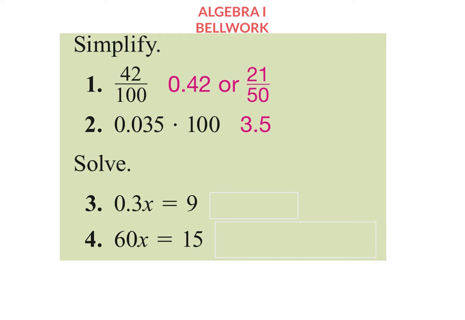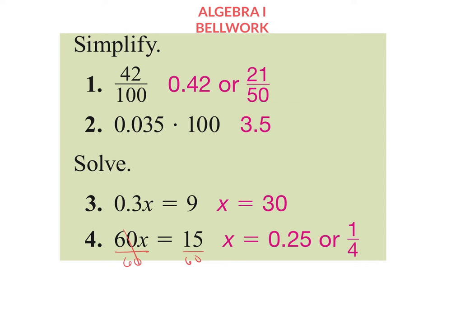Solving for x, the first one you should have divided by 0.3. You would get 30. And the second one, divide by 60, and you would get either 1/4 or 0.25. So for this one, you're going to take that 60 and divide both sides by the 60. So you get x equals 15 over 60. And then 15 actually goes into both of these, which reduces to 1/4, or if you did it as a decimal, you would get 0.25.